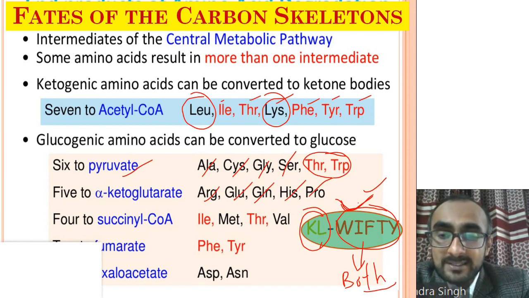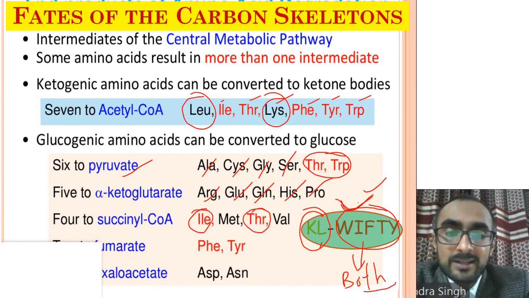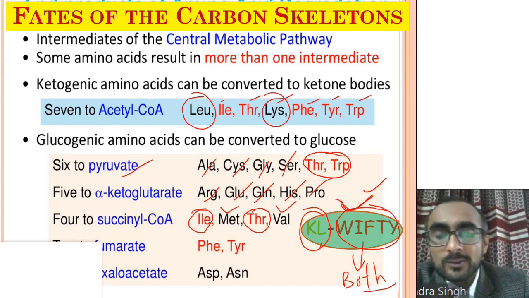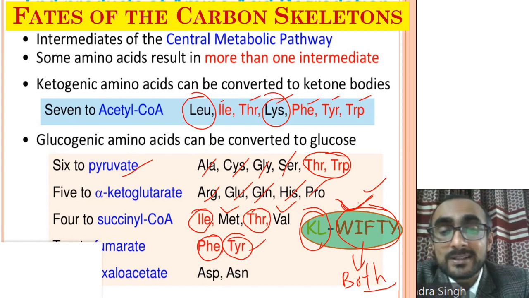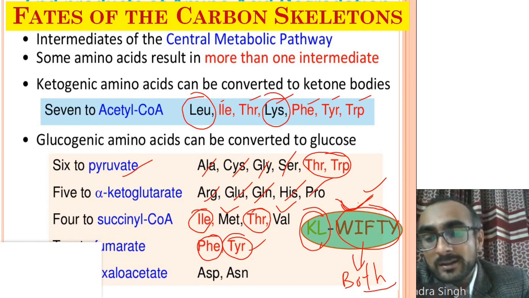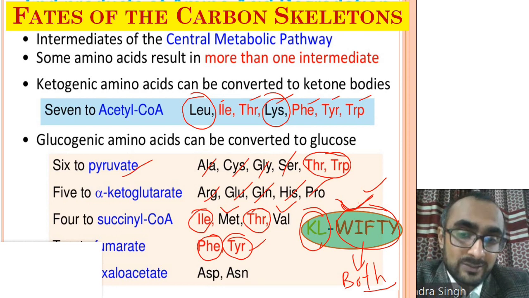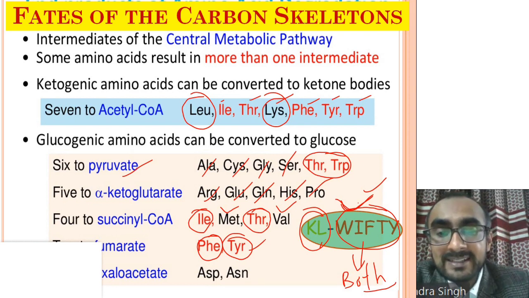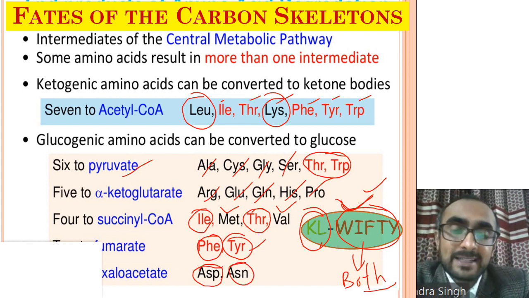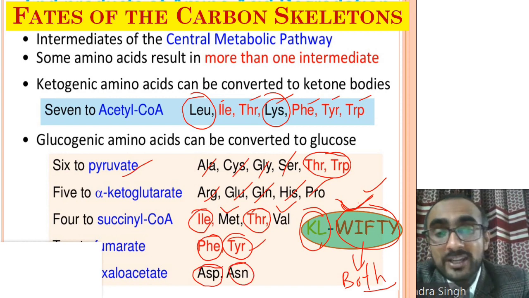And 4 amino acids are converted to succinyl coenzyme A, including 2 common ones, both ketogenic and glucogenic, isoleucine and threonine, along with methionine and valine. 2 amino acids, phenylalanine and tyrosine, are converted into fumarate, but they are also converted into acetyl coenzyme A. So those 2 are both ketogenic as well as glucogenic in nature. Then you have aspartate and asparagine. These 2 amino acids are converted to oxaloacetate, and they are purely glucogenic in nature.